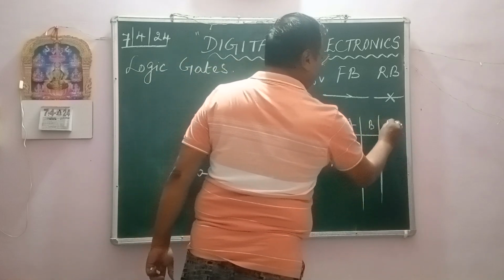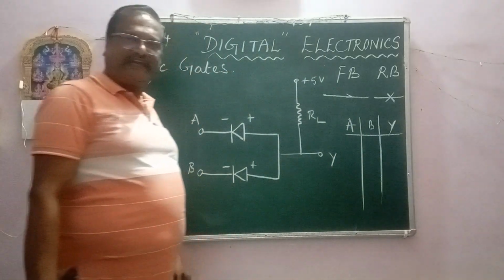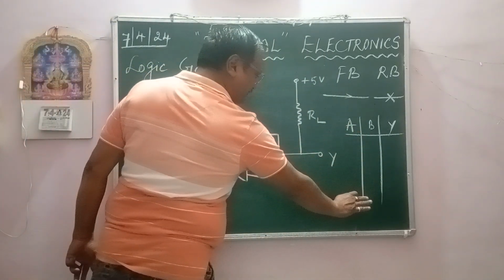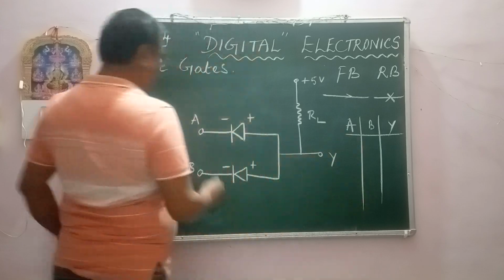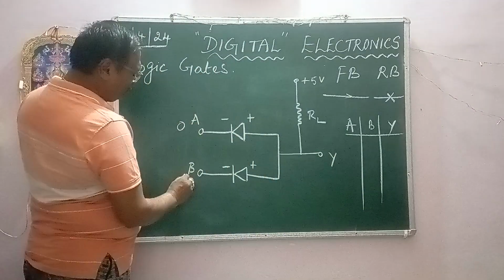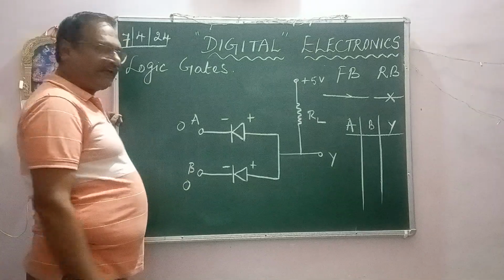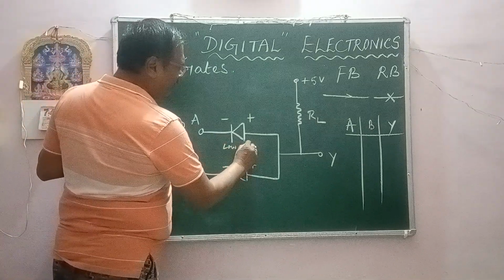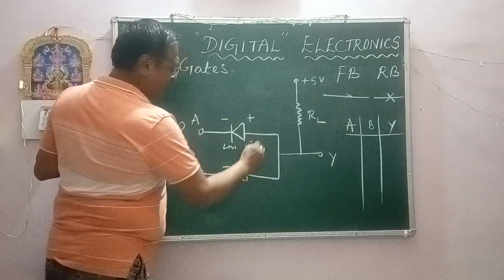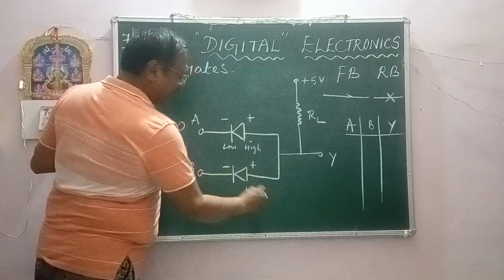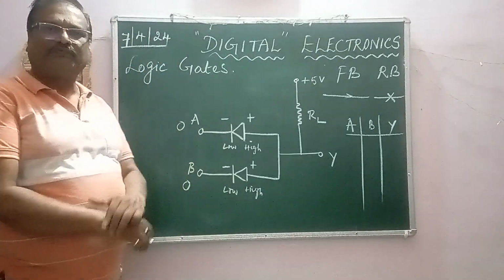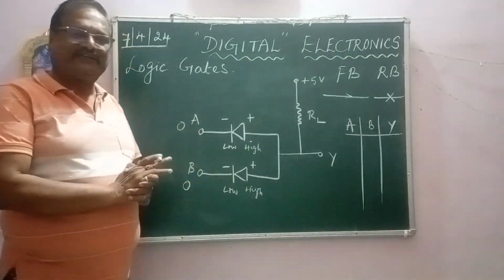A, B, Y. I am not writing the symbols, only values here. I apply 0, 0. This is negative, it is low, and this is positive, it is high, and this is high, and this is low, as usual. Low, low, that's one part of it.